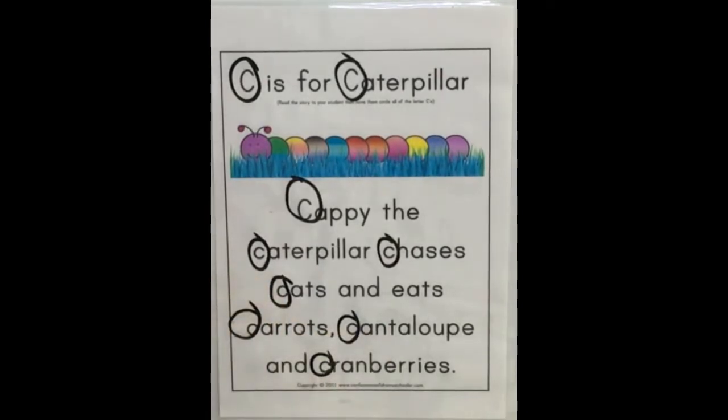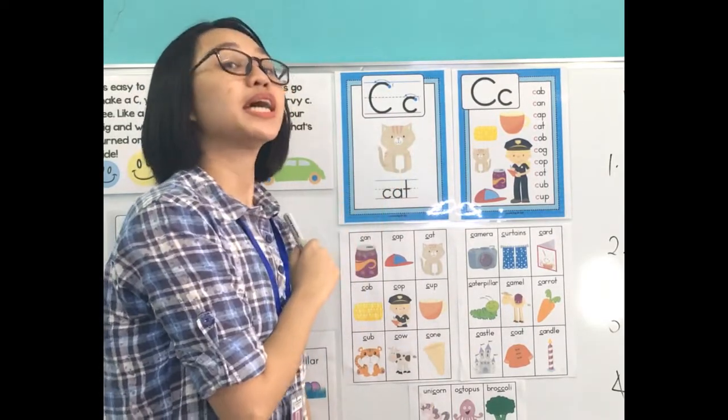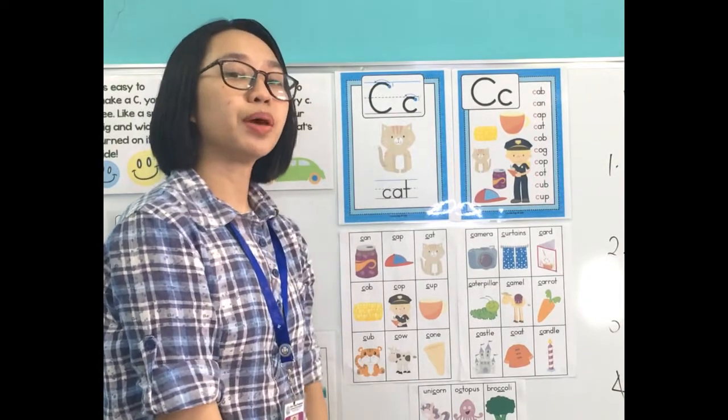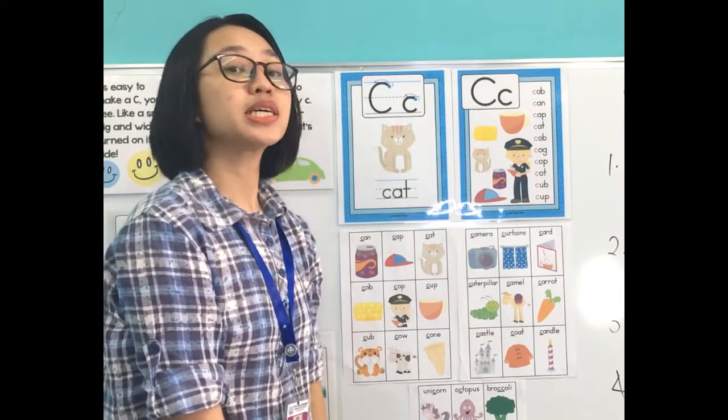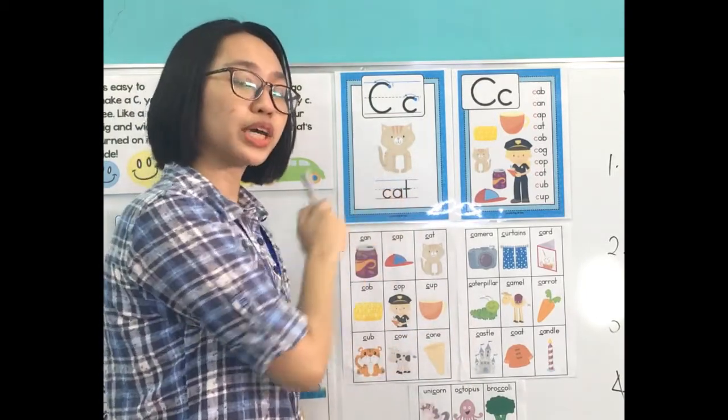1, 2, 3, 4, 5, 6, 7, 8, 9. There are 9 C's in our story. What letter do we have here? It's the letter C. And remember, letter C has the k sound. C is for cat. Look, it's the cat.